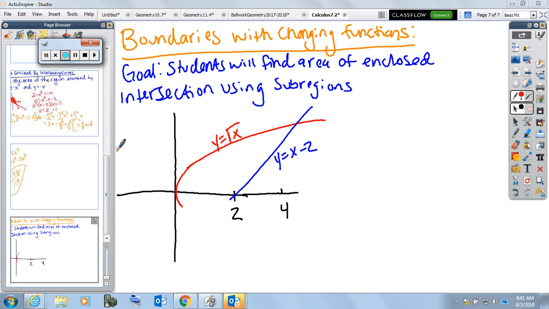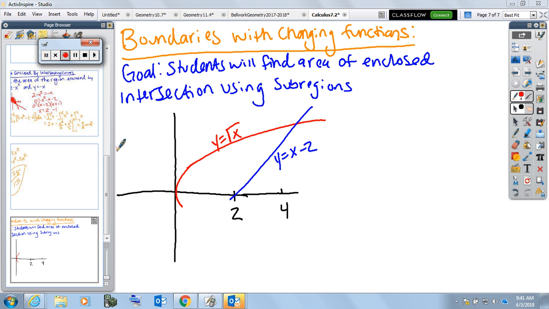Alright guys, in our next video we are going to look at what happens when we start dealing with some boundaries that start changing. Some intervals start changing, the functions start changing as you go through the flow of the graph. The goal of this video is to be able to find area of enclosed intersections using what we call sub-regions. So I have a graph here for you to look at with two different functions.